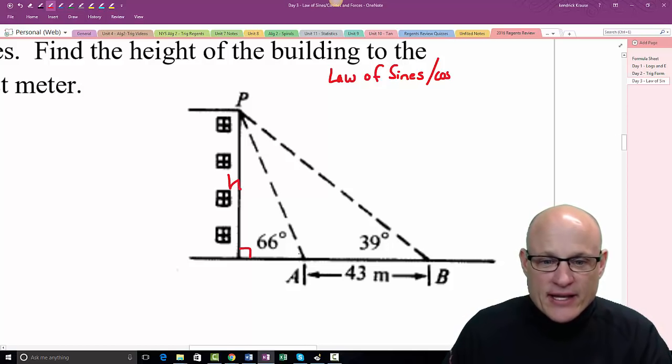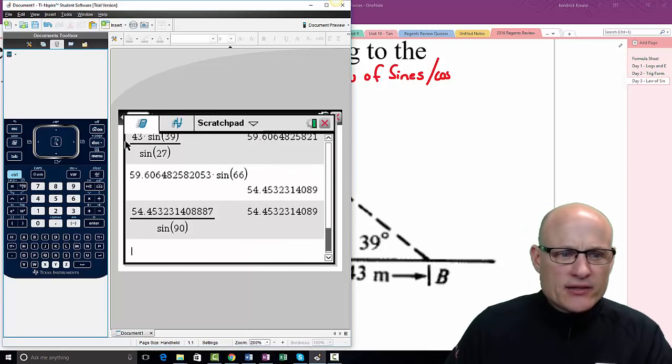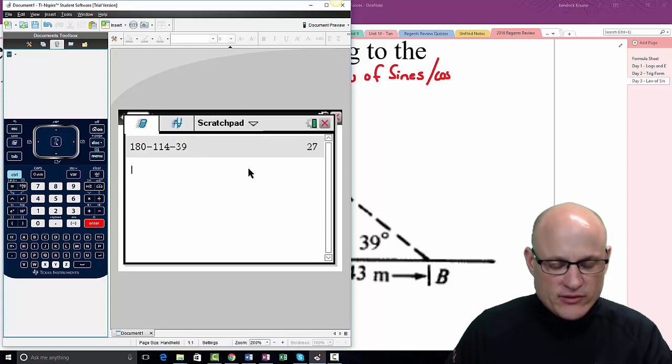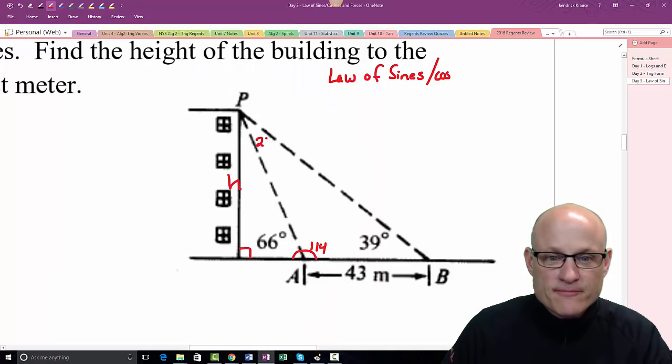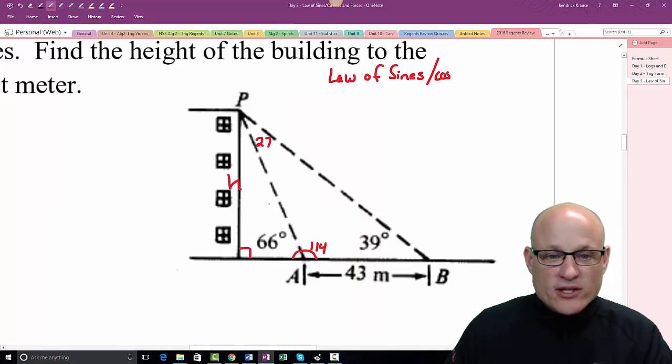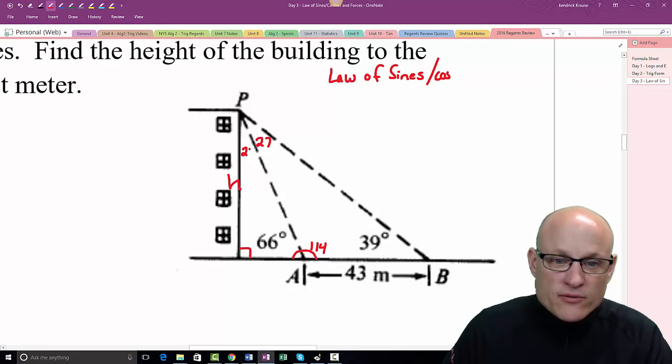So the first thing I'm going to do is find the angles. If I find this one, it's 114. If I take 180 and subtract off 114 and subtract off 39, I get 27. So that's what this one is, 27. And then if I take 180 and subtract off 90 and subtract off 66, that ought to tell me that this one up here is 24.